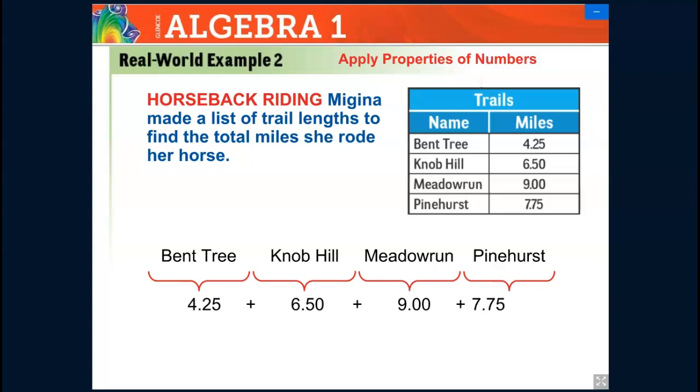Okay, let's look at some examples on the back. You have horseback riding. Magina made a list of trail lengths to find the total miles she rode her horse. So we have 1, 2, 3, 4 trails. So we have 4 different sets of miles.